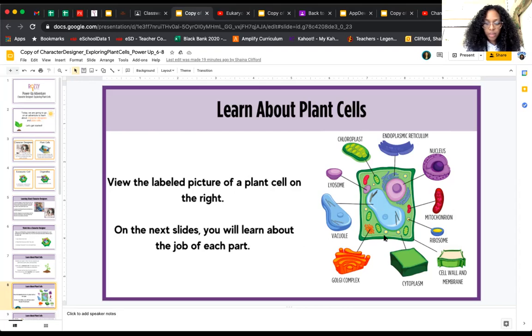So here is the plant cell and the membrane. There's the nucleus, the endoplasmic reticulum. Don't worry, you guys don't have to be able to repeat all of these names. Chloroplast, lysosome, vacuole, Golgi complex, cytoplasm, cell wall and membrane, ribosome, and mitochondrion.